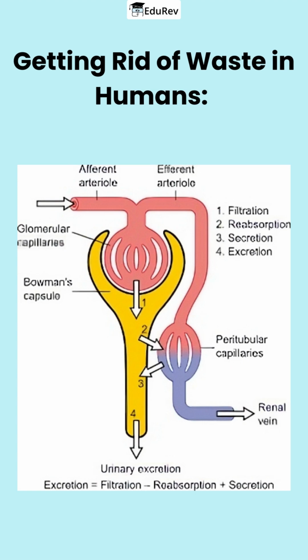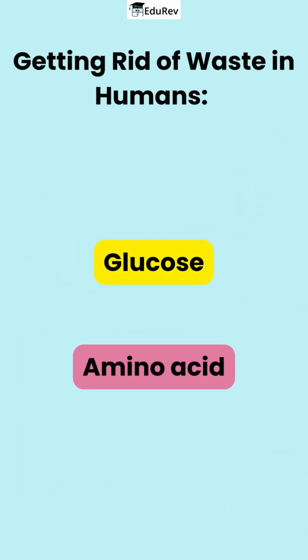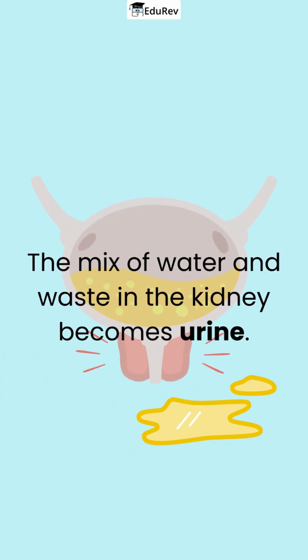In the Bowman's capsule, blood gets filtered. Bad stuff like urea and uric acid, along with water, gets separated. Good stuff like glucose and amino acids stays in the blood. The mix of water and waste in the kidney becomes urine.